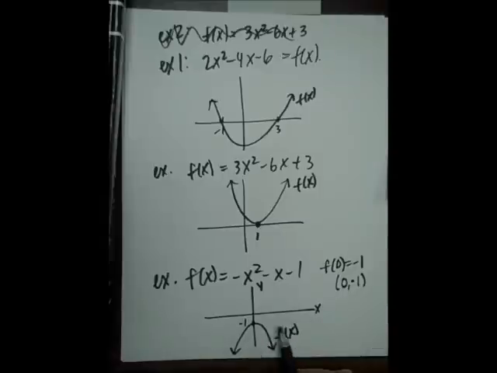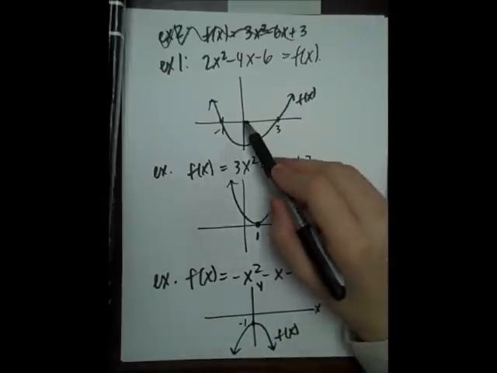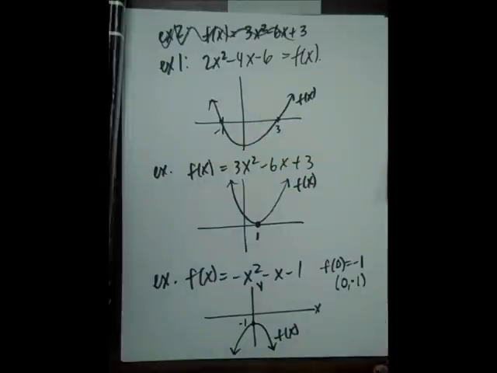You can see it doesn't intersect the x-axis. So I have no roots. The second example had 1 root. The first example had 2 roots, so I apologize for messing that up, but you can see how the 3 graphs are going to look. So that's how you're going to use the roots to sketch the graph.